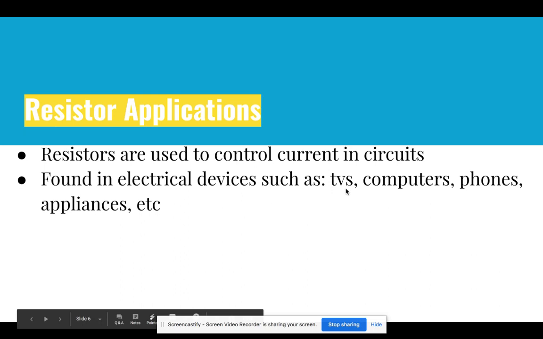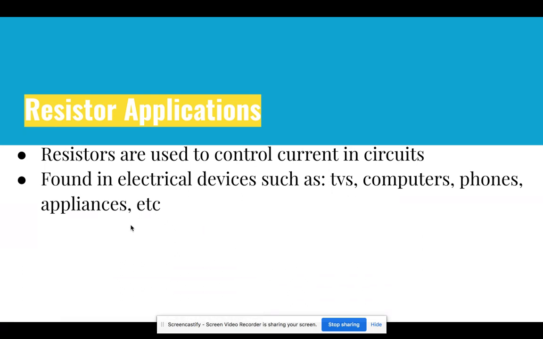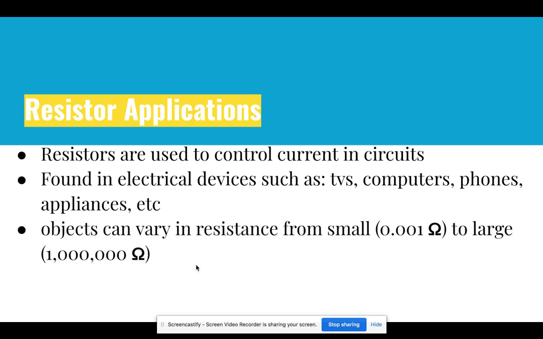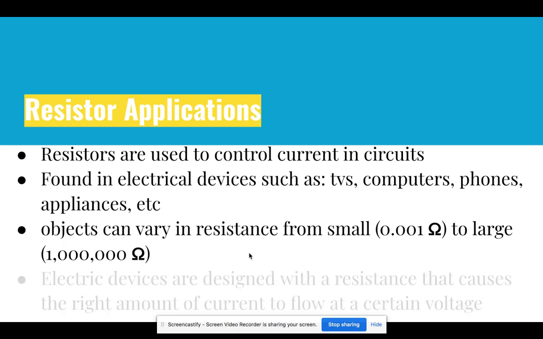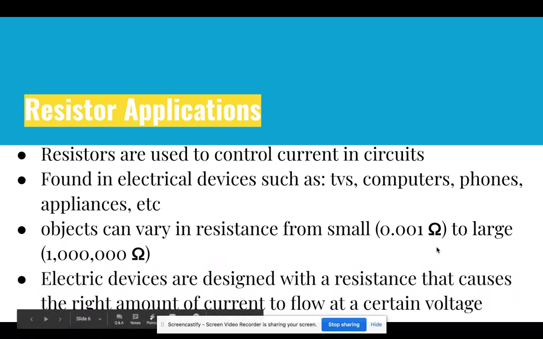Okay, things such as TVs, computers, phones, appliances, all these things would have resistors. Even some lamps will have a resistor attached to them to lower the amount of current that's going to go through that lamp. Objects can vary in resistance from small, 0.001 ohm of resistance, to very large, up to 1 million ohms. Electrical devices are designed with a resistance that causes the right amount of current to flow at a certain voltage.